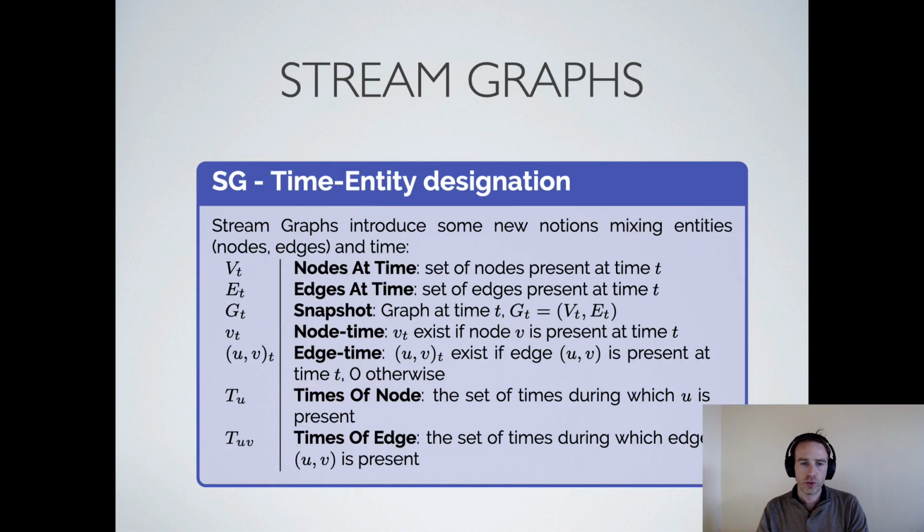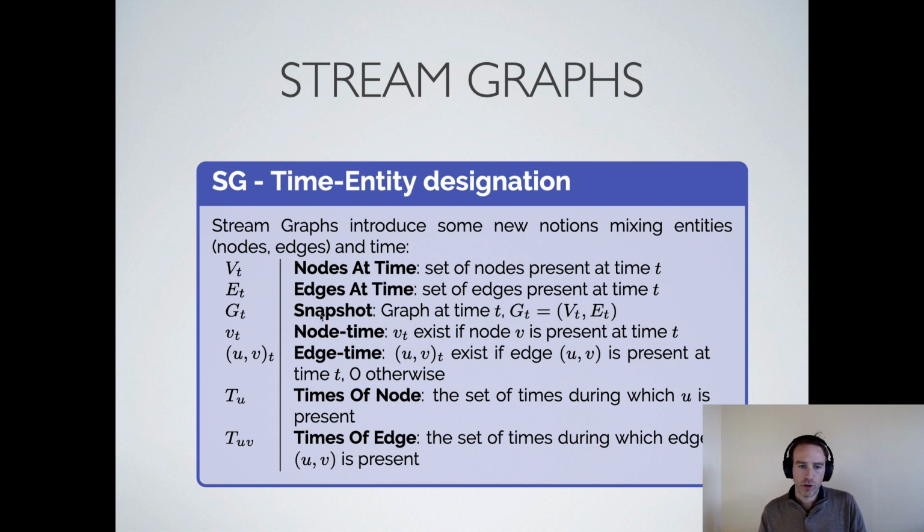We also introduce some new notions between entities and time. In particular, the capital V_t corresponds to all the nodes active at a particular time, E_t corresponds to edges at time t, and thus G_t is a snapshot, composed of V_t and E_t.